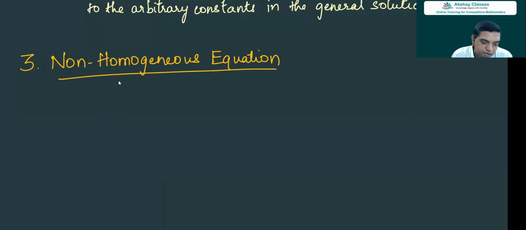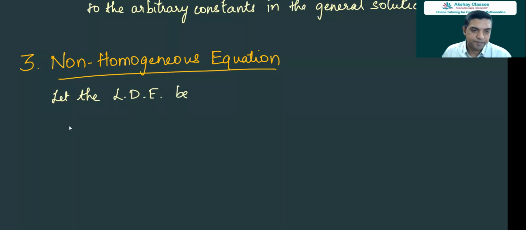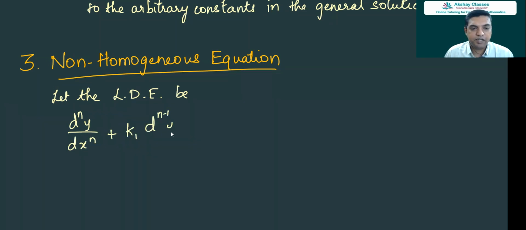Non-homogeneous linear differential equation with constant coefficients. So let the differential equation be the nth derivative of y plus k1 times the n minus first derivative of y plus k2 times the n minus second derivative of y, and so on, equal to x.